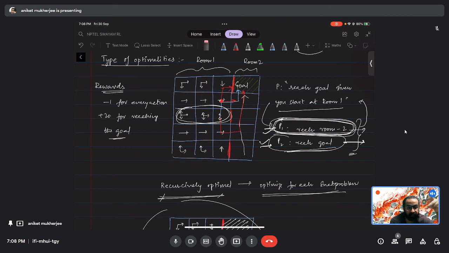You're right. But now suppose the goal changes in room two to something else. You don't need to relearn your whole problem of room one. Suppose now you don't know about the room.